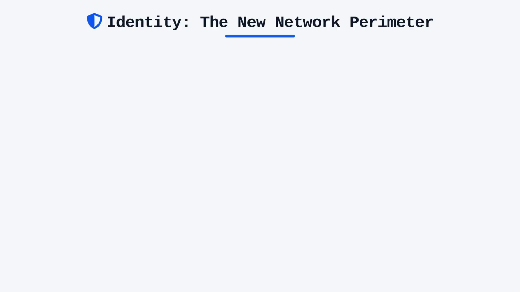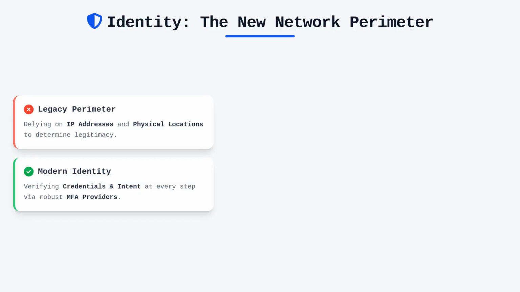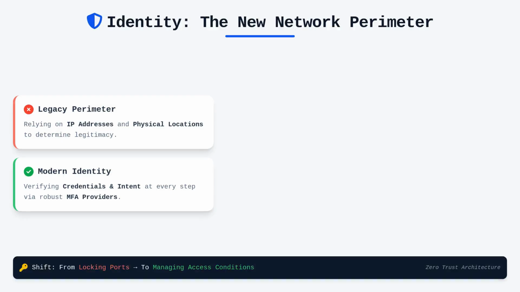As the network perimeter dissolves, identity has effectively become the new perimeter for modern digital assets. Since we can no longer rely on IP addresses or physical locations to determine if a user or device is legitimate, we must verify the user's credentials and intent at every step. This requires a robust identity provider that can handle multi-factor authentication seamlessly while maintaining a high bar for security across different platforms. When identity is the perimeter, the focus moves away from locking down network ports and toward managing who has access to which resource and under what conditions.